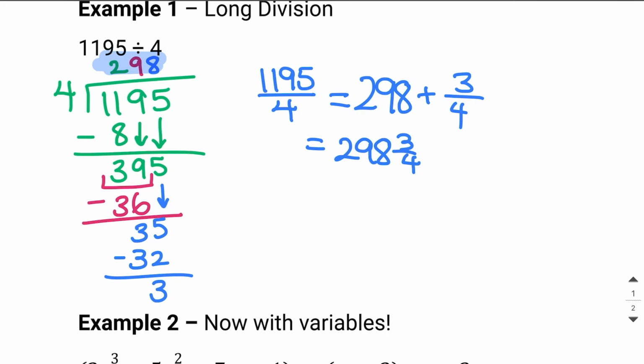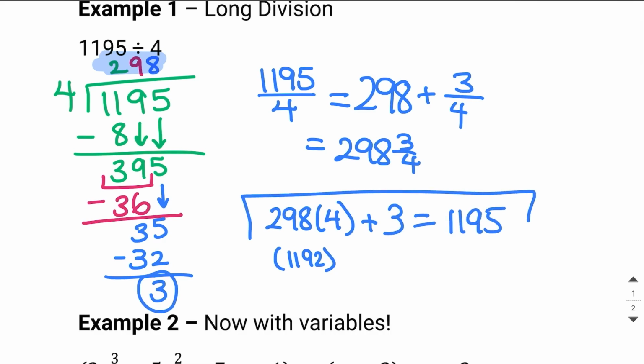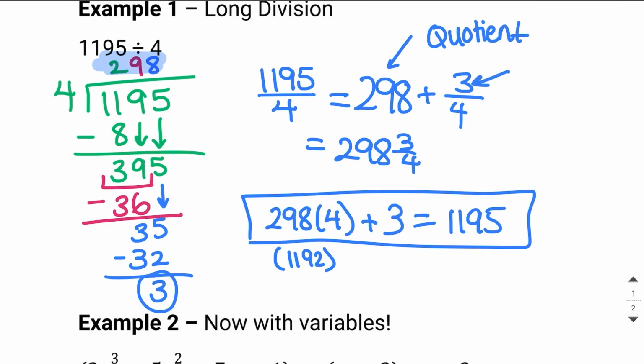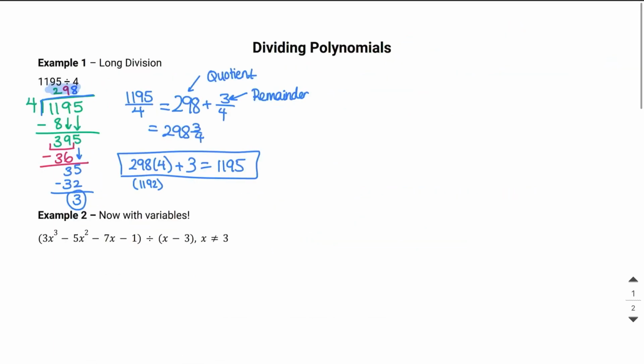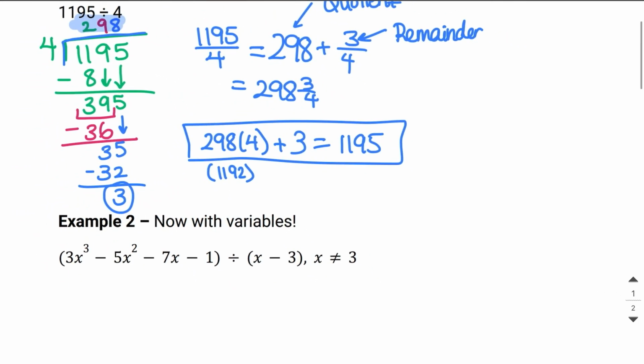1,195 divided by 4 is this 298 and 3/4, we can also say that if I take 298 and multiply it by 4, I would end up getting right here 1,192. Okay, but if I add this 3, this remainder, to it, then I would get 1,195. Okay, so quick note, I want you to realize right here that this is the quotient and that this is the remainder. So why are we doing this? Because right here, we're going to apply this to variables.